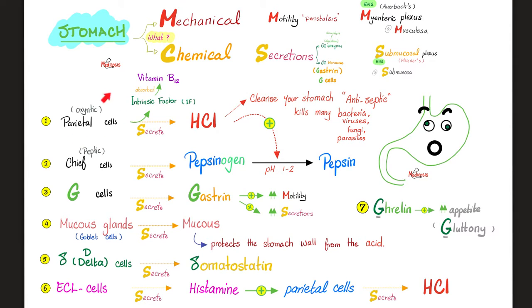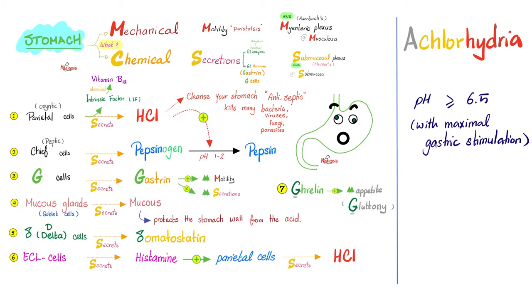Remember that normally your parietal cells should secrete HCl, or hydrochloric acid, which will activate pepsinogen into pepsin. What if I do not have hydrochloric acid? Well, you have achlorhydria. No hydrochloric acid, which means the pH of the stomach will never go below 6.5, even after maximal gastric stimulation. Is this a good thing or a bad thing?